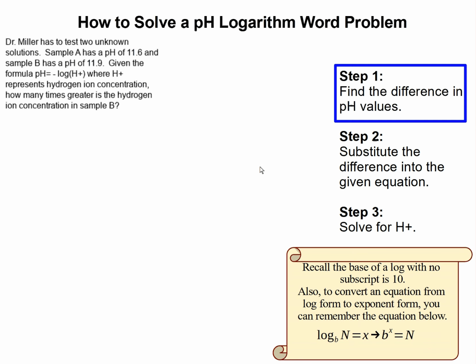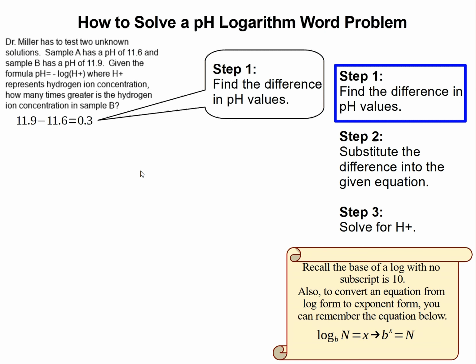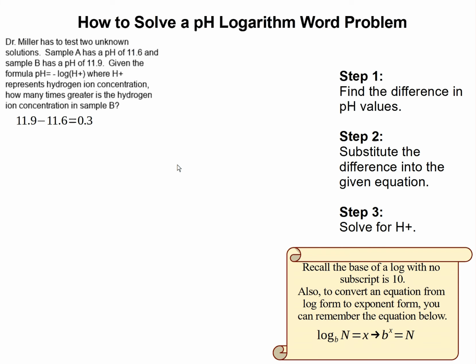So this is actually really simple. First you just have to find the difference in the pH values. So you just subtract them, right? So we have 11.9 minus 11.6, that's 0.3, right?